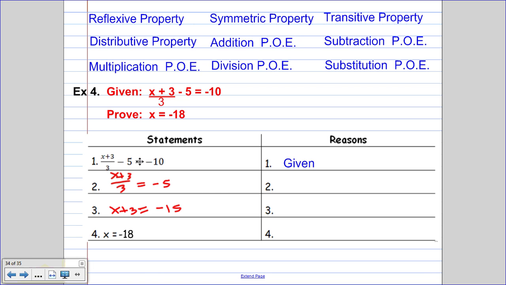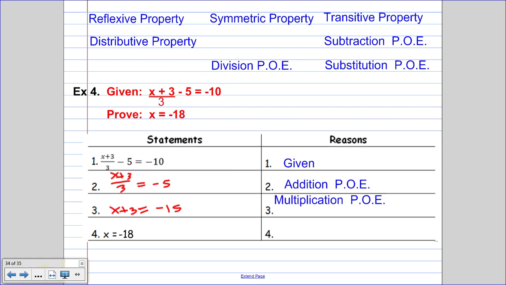Then what did I do? I added 5 to both sides, so I applied the addition property of equality. After I applied the addition property, to remove that 3 from the denominator, I had to multiply both sides by 3. So I multiplied using the multiplication property of equality. And last but not least, I had to remove the 3 from both sides by applying the subtraction property of equality.